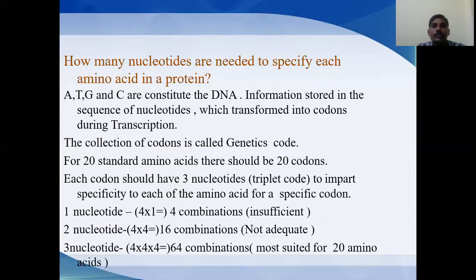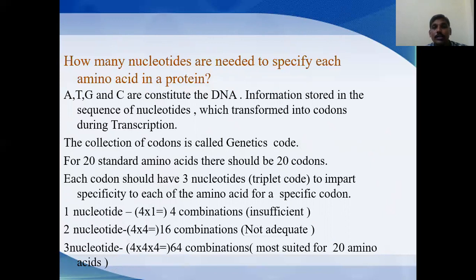Information is stored in the sequence of nucleotides, which is transformed into codons during transcription. How is the sequence of nucleotides transformed or changed into codons during transcription? In transcription, one DNA template strand produces a single-stranded mRNA molecule. In the mRNA molecule, the genetic information is copied in the form of codons. The collection of codons is also called the genetic code.